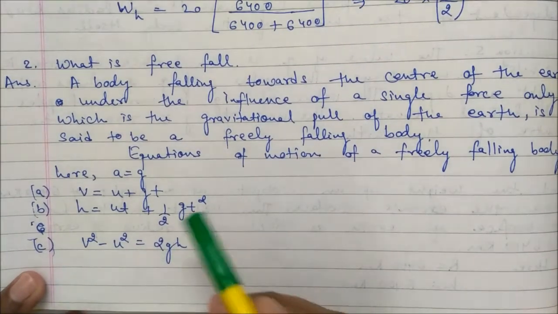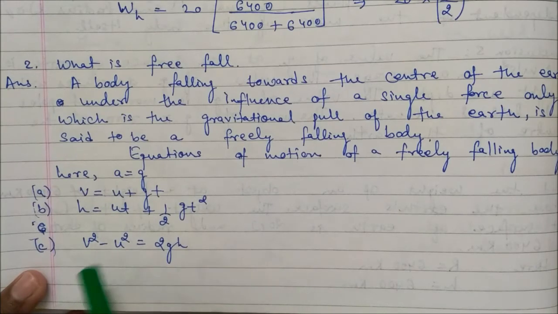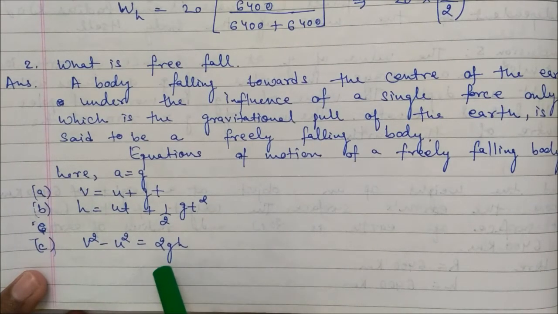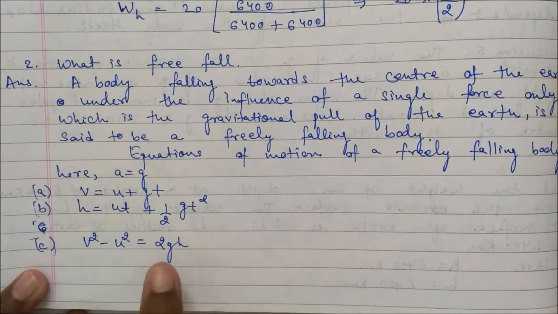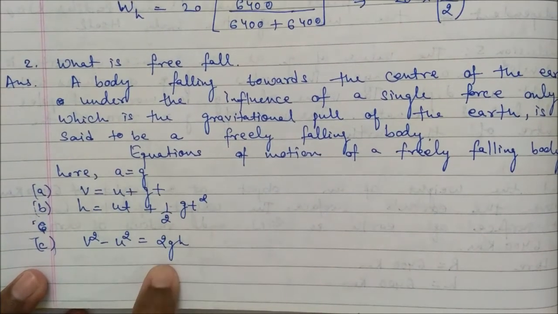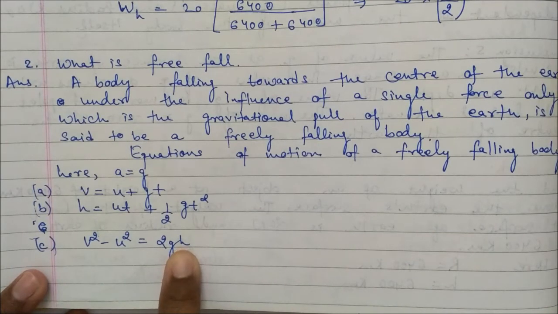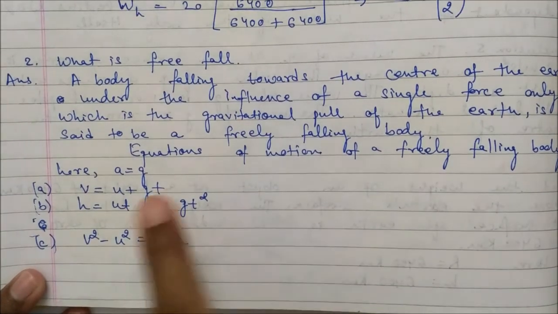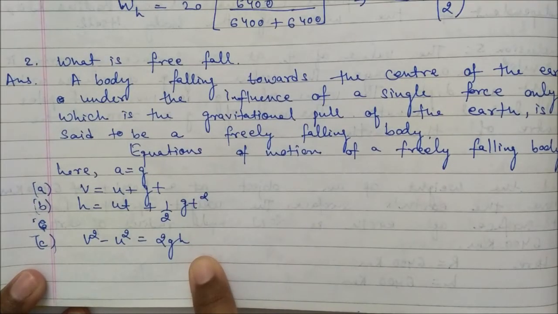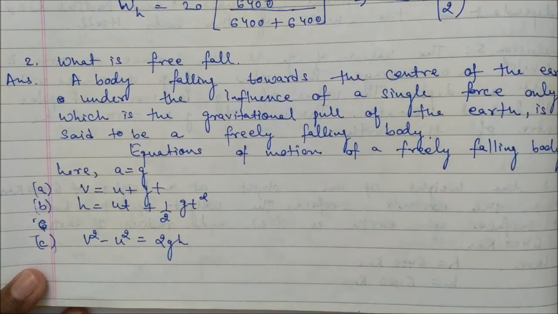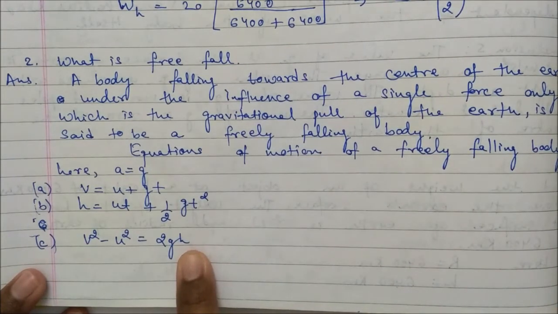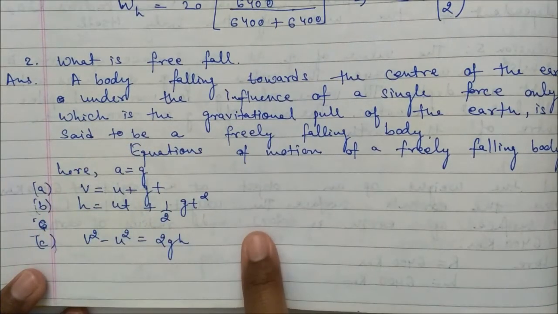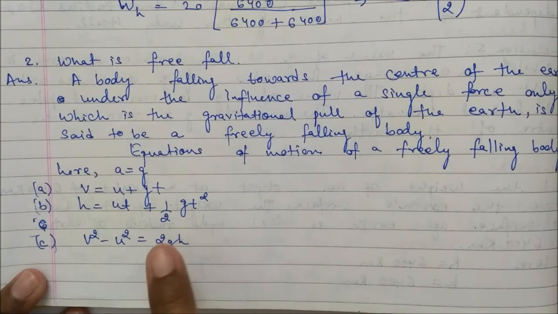What about the third equation of motion? V square minus U square is equal to 2AS. Earlier, in general, the equation was 2AS. So here, the value of A is being replaced by g, and the value of small s, that is displacement, is being replaced by small h. So these will be the three equations of motion for a freely falling body. Remember the condition that for these equations to be true, the body should be freely falling.